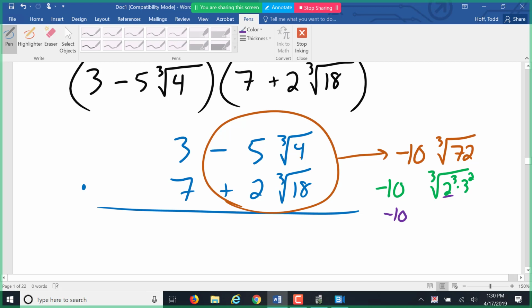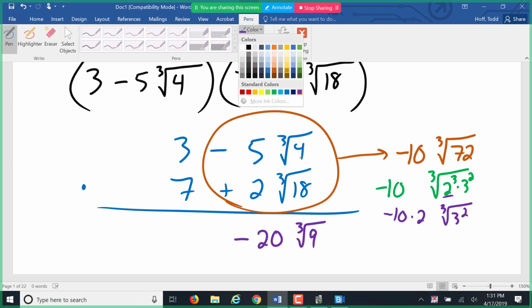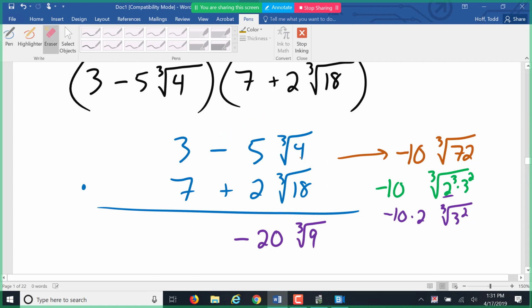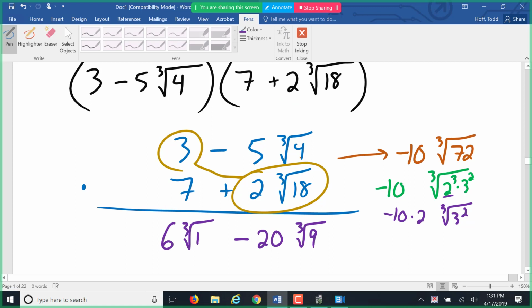So negative 10 times 2 times the third root of 3 squared. So that's a negative 10, or sorry, negative 20. Negative 10 times 2 is negative 20. The third root of 3 squared is 9. Then I have that 2 times the third root of 18 times 3. 2 times 3 is 6 third roots of 18.